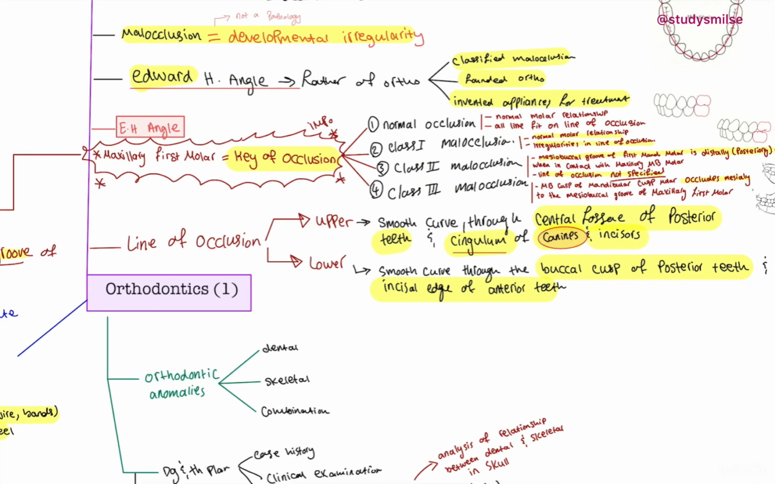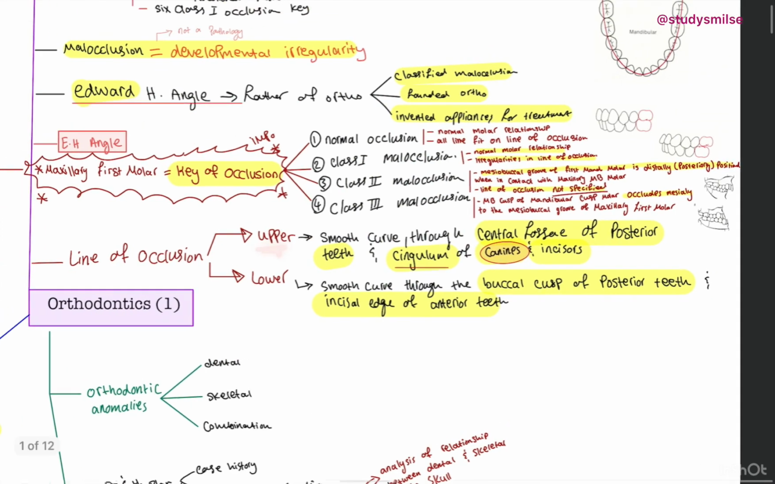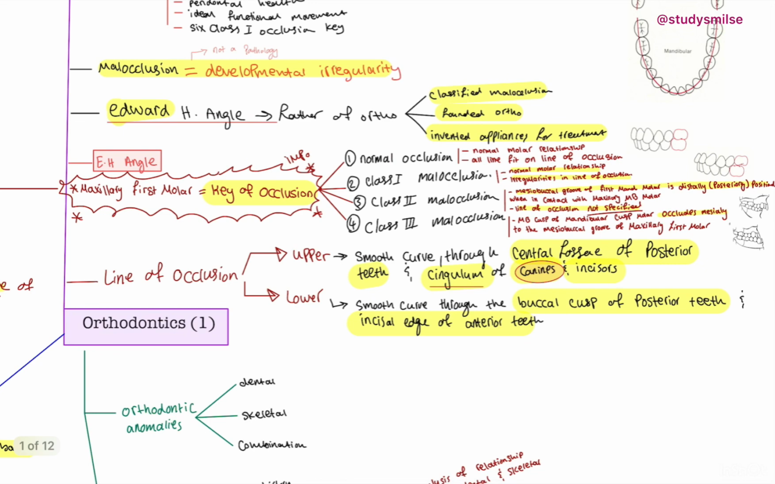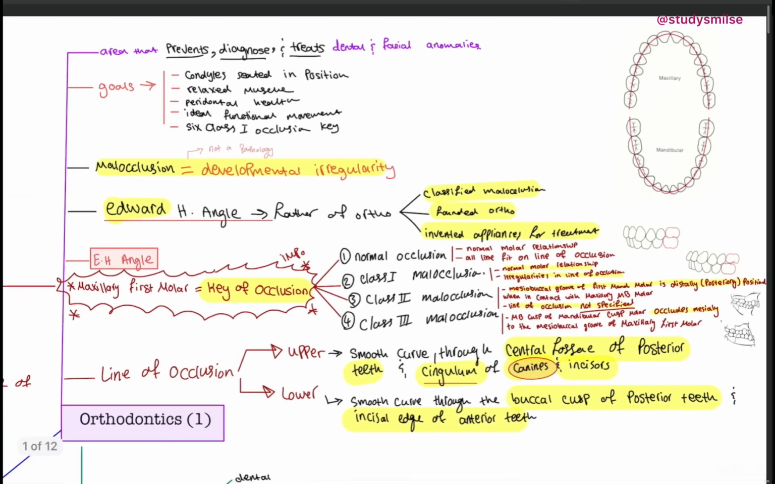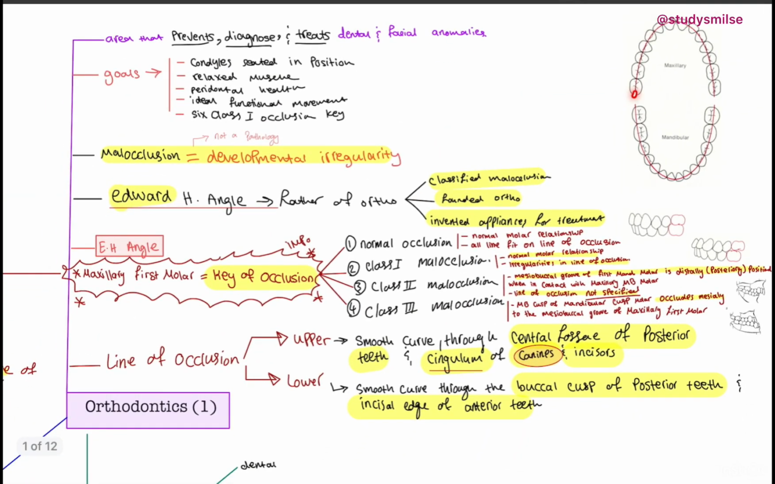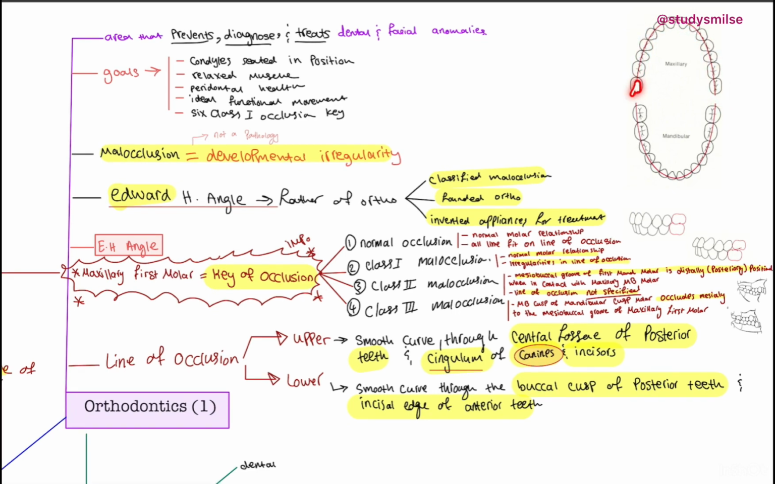Now, what is the line of occlusion? For the upper one, it's a smooth curve through the central fossa of the posterior teeth and the cingulum of canines and incisors. Here, you see? So this is the smooth groove that goes from the central fossa, which is here, of the posterior teeth to the cingulum of the canine, there, all the way to the other end.